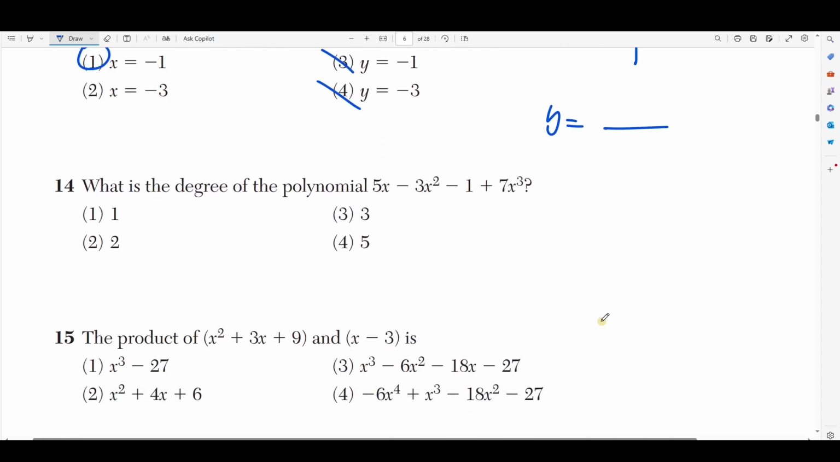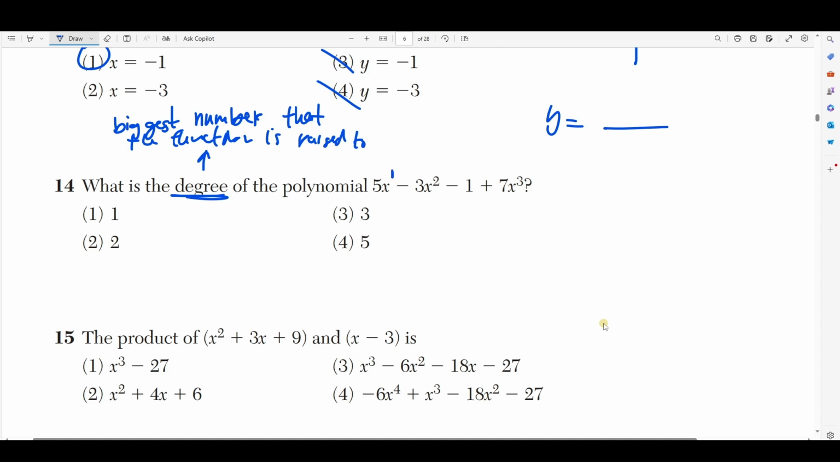Number 14 says, what is the degree of the polynomial 5x minus 3x squared minus 1 plus 7x cubed, right? So when you're talking about the degree of a polynomial, you're just talking about the biggest number that the function is raised to. So here we have 5x to the power of 1, 3x to the power of 2, and 7x to the power of 3. So here the function is being raised by 1, 2, and 3. Which one of these numbers is the biggest? 3, 7x cubed, right? This number is the biggest. That means it's a third degree polynomial.